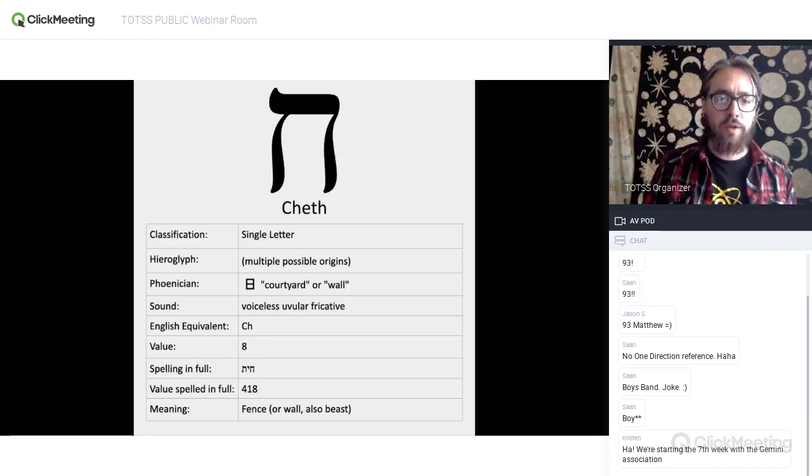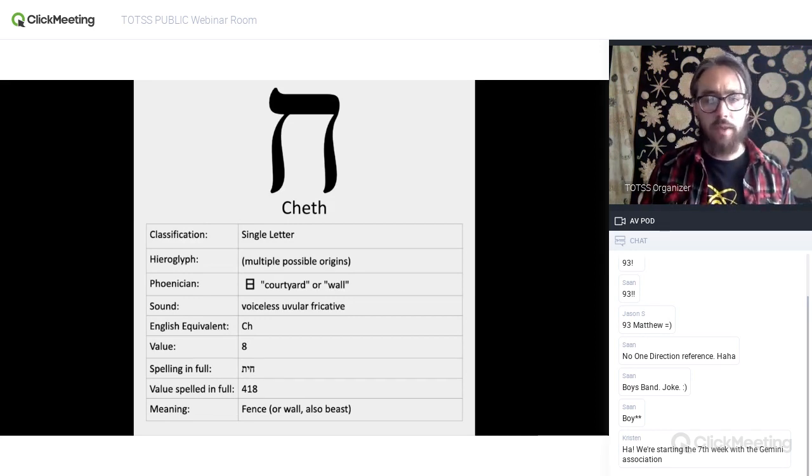Its sound is what's called a voiceless uvular fricative. Fricative means that the air is being forced through a kind of narrowed passageway. Uvular tells you where it is. It's sort of at the back, by the base of the tongue, where your uvula is, that little thing that hangs down into your throat. So that's where the sound is being produced. And it's voiceless, meaning that the vocal cords are not being engaged. It's kind of an odd sound for English speakers. So yeah, Cheth, right? It's that sound towards the back of your throat.